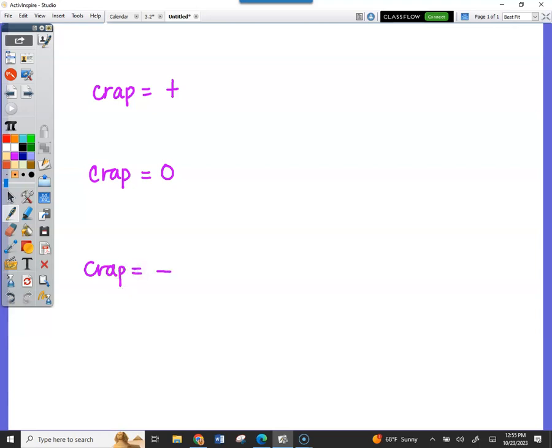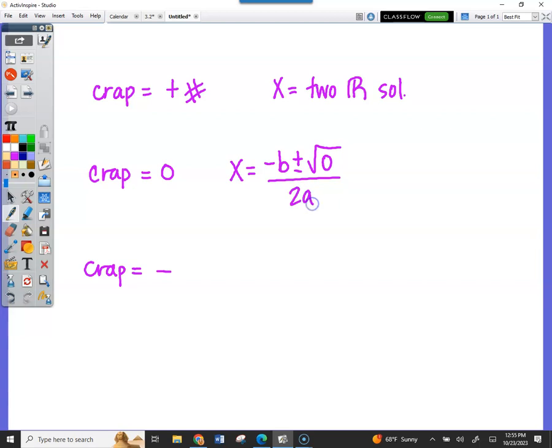Okay, we said if the discriminant is a positive number, then your x is going to come to 2 real solutions. If it is the number 0, think about it. You'd have x equals negative b plus or minus square root 0. What's the square root of 0? So this is negative b over 2a, because what happens when I add 0? What happens when I subtract 0? So this is a single, one real solution.